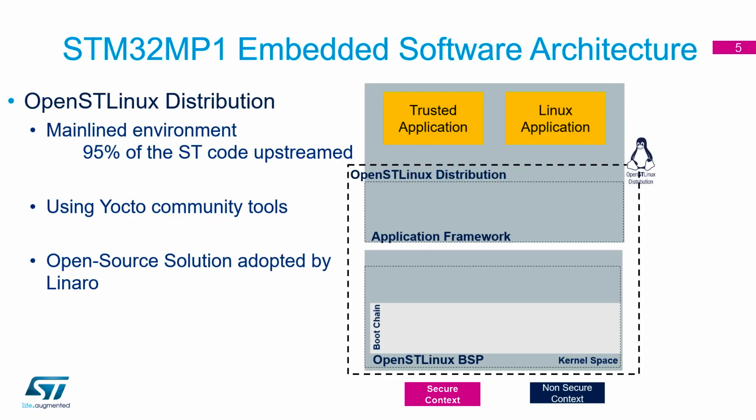So what do we have inside the architecture? At the top, you've got your trusted applications, which are running in your secure context. And then you've got your general Linux applications which are running in the non-secure context. Each of those applications you write will then talk to the Open ST Linux distribution, which is all connected to the framework and the board support package. So there are two different modules that make that up.